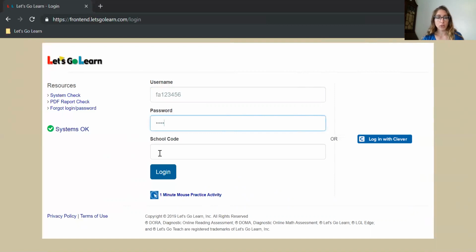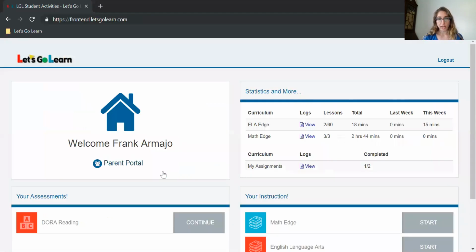And then finally, you need to have their school code. Their school code is a set of letters or numbers that represent their school or school district. It will be the same for all students in the school district or the school if it's just a school account. For example, here LGL stands for Let's Go Learn. We're going to go ahead and log in, and this will take you into your child's account.